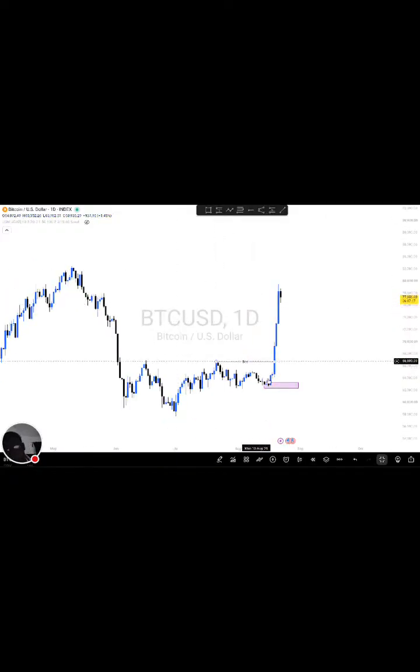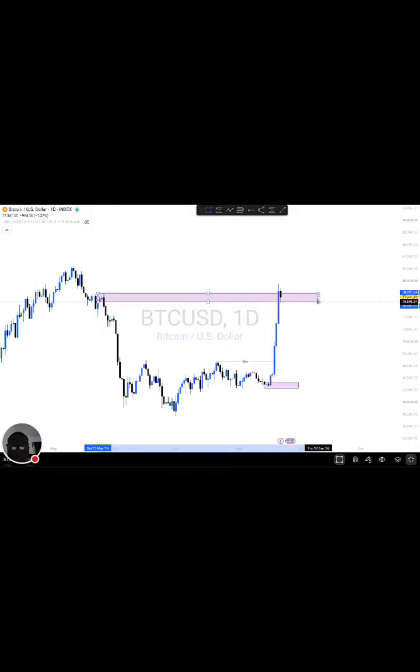Now, we won't be taking any trade on the daily time frame. We're just using it to map out our entry zone. So we can see the market is currently reacting on this order block. The market actually broke through this order block. The market is actually reacting on this area.